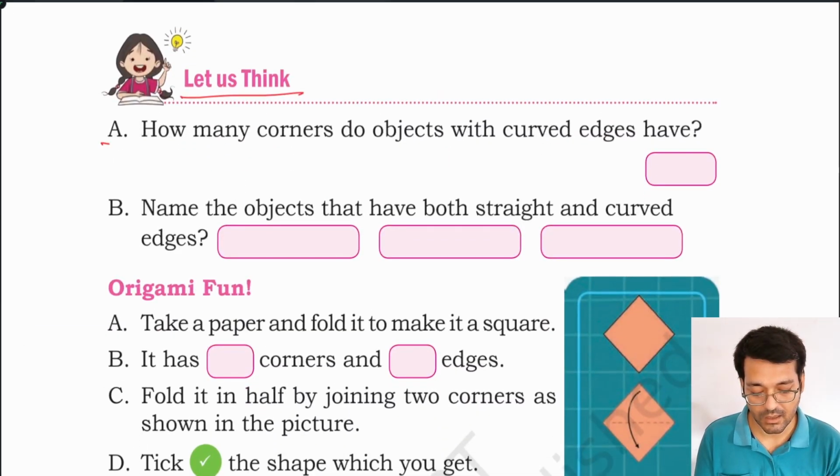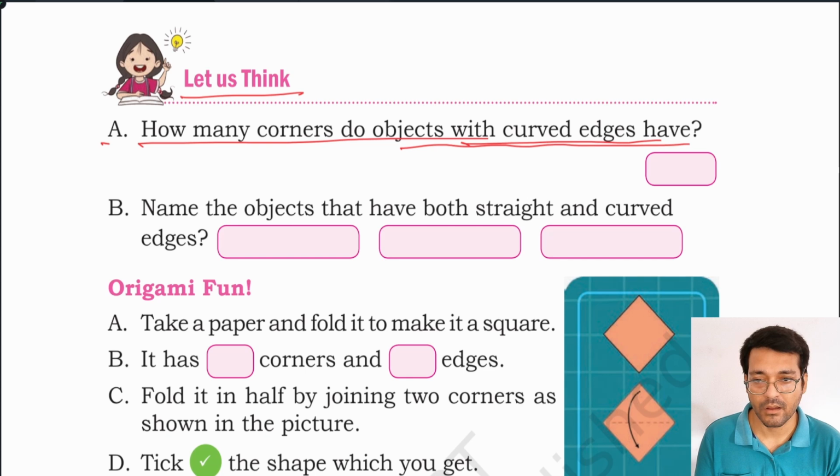Let us think. A. How many corners do objects with curved edges have? There is no corner on an object having curved edges. Zero corners. B. Name the objects that have both straight and curved edges.